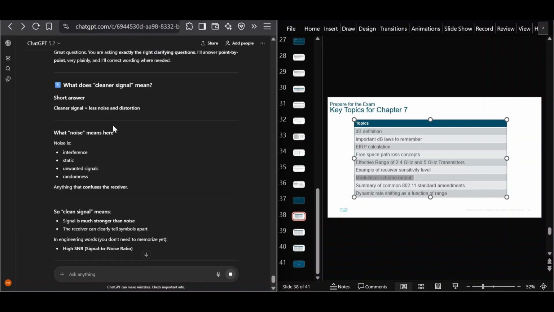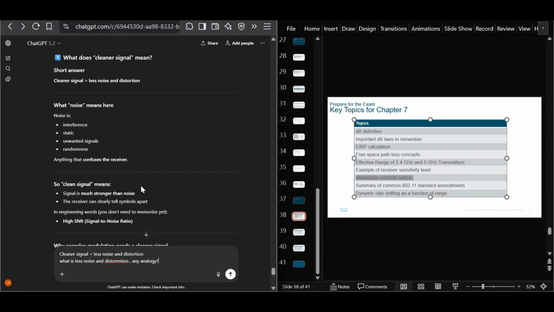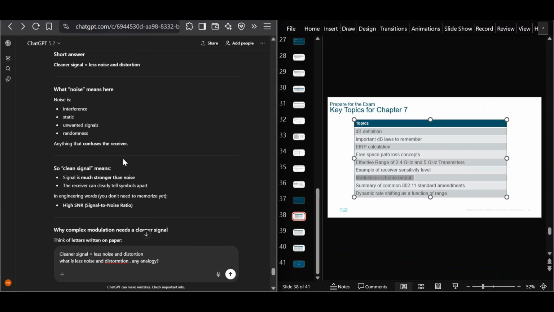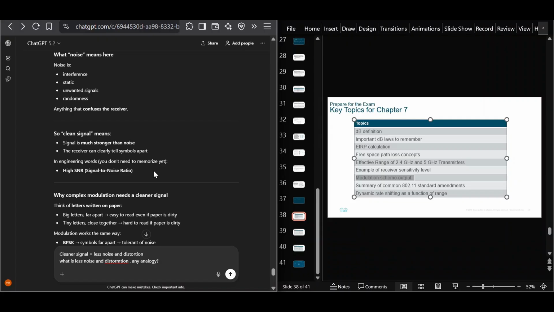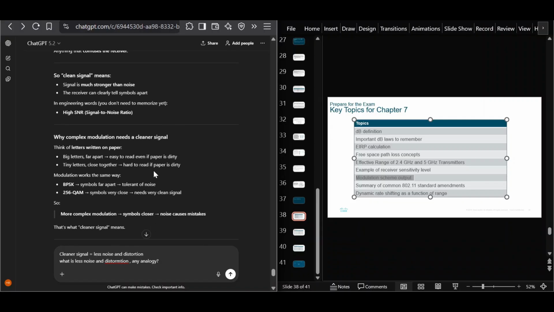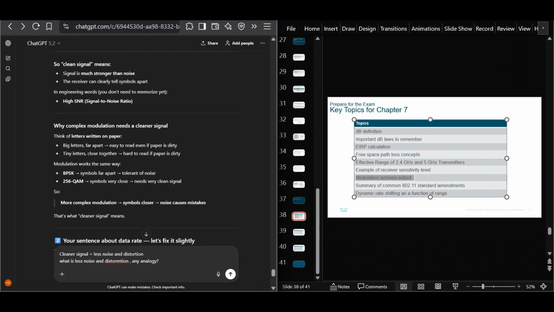Cleaner signal means less noise and distortion. What is this? Less noise and distortion. Any analogy? What is noise interference? Unwanted random anything that confuses. A much stronger signal means a high signal to noise ratio, so the receiver can tell the symbols apart. Think of big letters: very complex modulation needs big letters to be easy to tell apart.